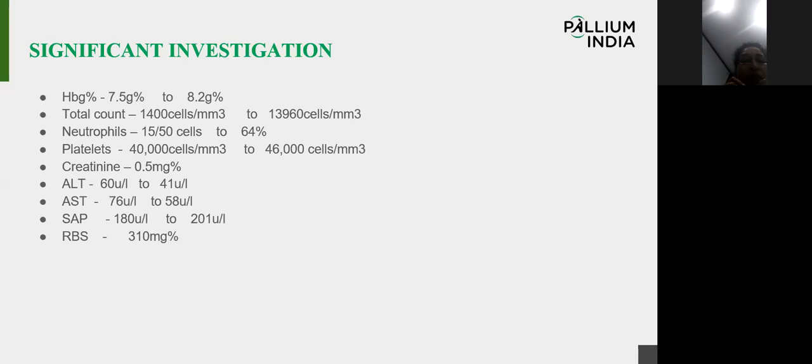Next slide, please. The investigations showed anemia. Hemoglobin was 7.5, which improved to 8.2 gram%. Total count was 14,000 cells per cubic millimeter, which improved to 13,960 cells. Neutrophils were only 15%, but later improved to 64%. Platelets were 40,000 cells per cubic millimeter, which improved to 46,000. Creatinine was stable at 0.5 milligram%. Liver enzymes were slightly elevated. RBS was found to be 310 milligram%.